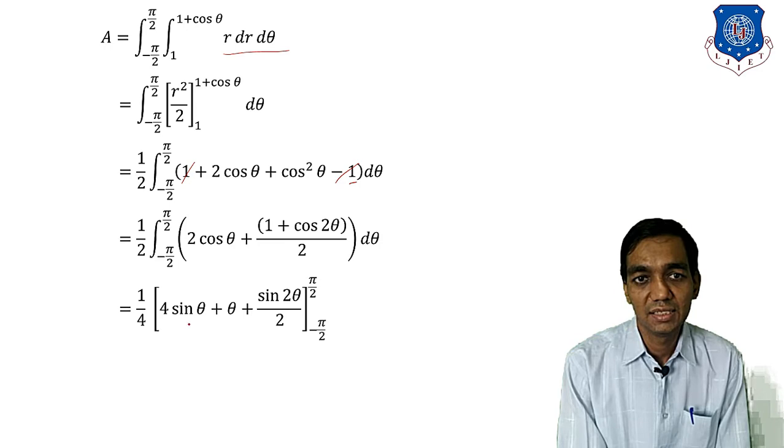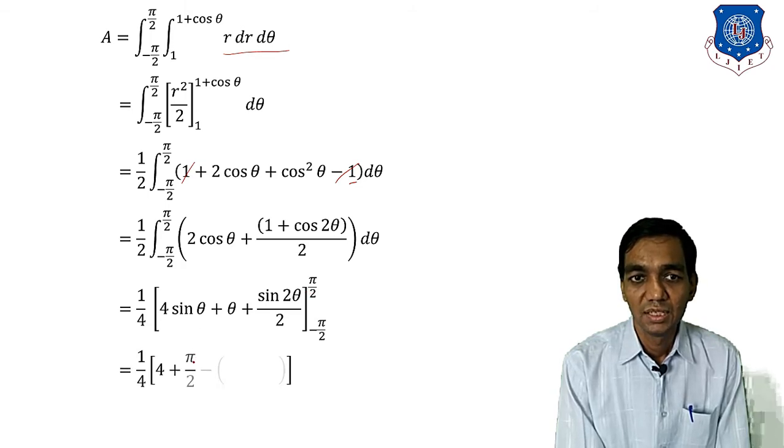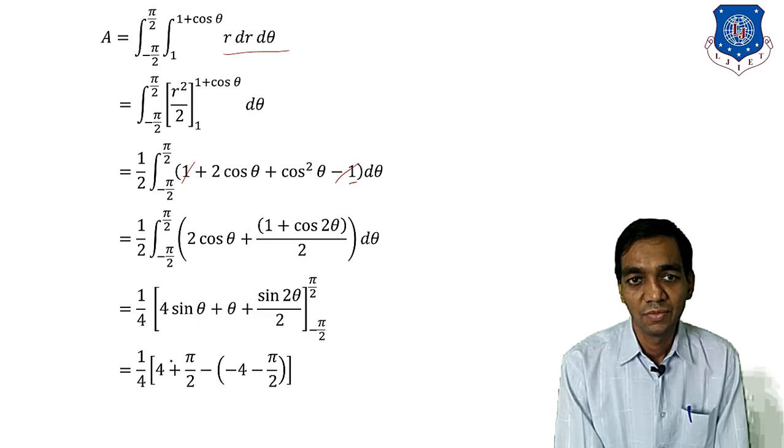of cos theta is sin theta. 1 has an integration theta and cos 2 theta has an integration sin 2 theta by 2. Limit is from minus pi by 2 to plus pi by 2. Substituting the limits, so pi by 2, sin pi by 2 has a value 1. So 4 into 1 plus theta is pi by 2 plus sin pi has a value 0.